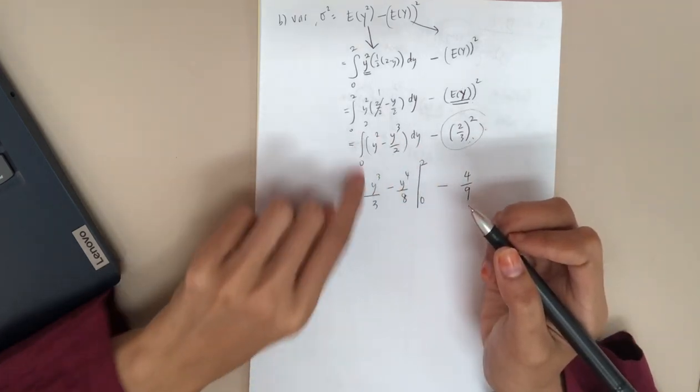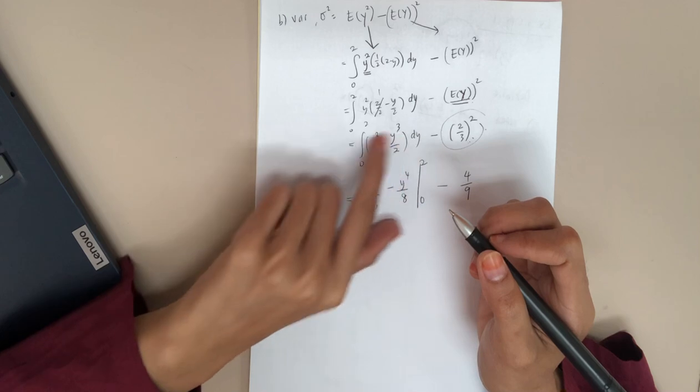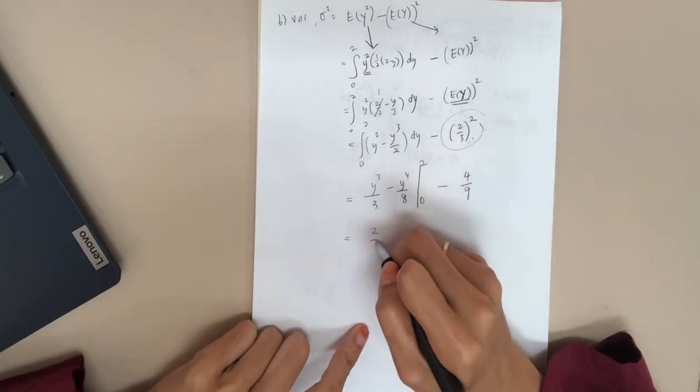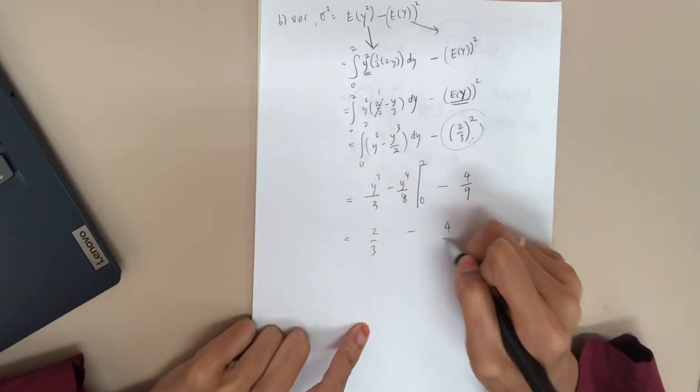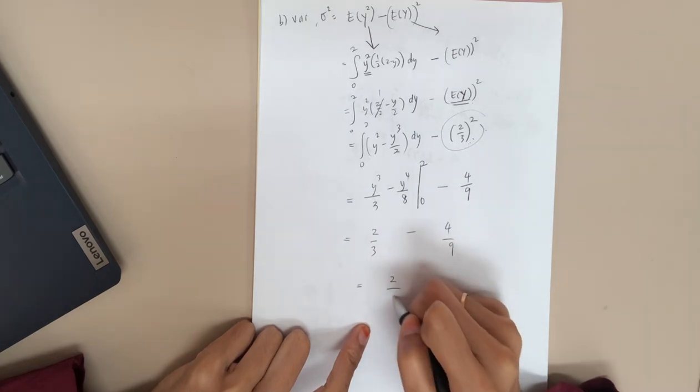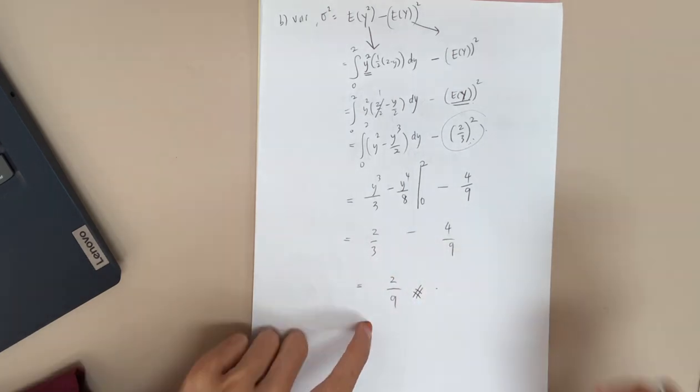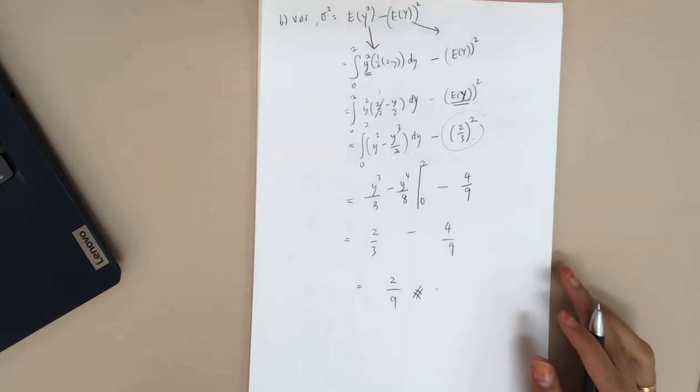So substitute, I won't show it anymore, you can substitute by yourself. So it will be 2/3 and then minus 4/9. Therefore it will be 2/9. So the variance is 2/9.